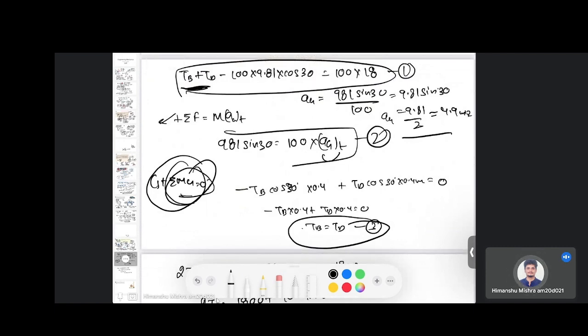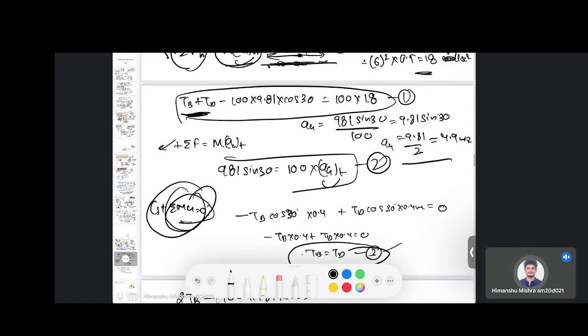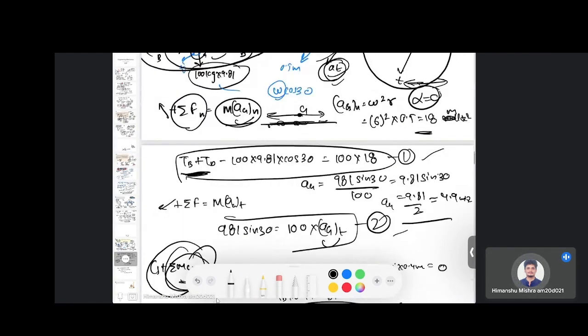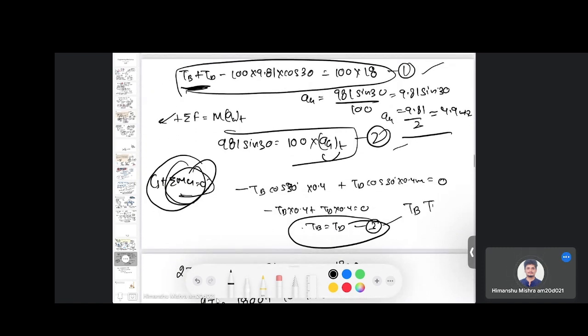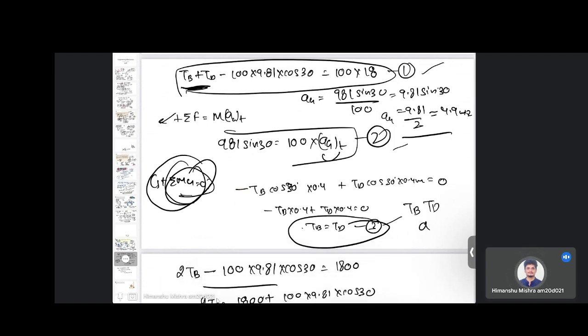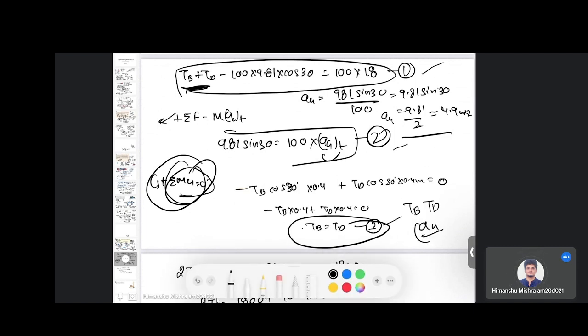Then we solve these three equations, one due to the summation of moment which is zero, and the other two due to the summation of force which is mass times acceleration. On solving these three equations we found three unknowns, which were TB, TD and acceleration AG, which is the tangential acceleration. It's pretty much the same problem as the previous one, and these kinds of problems we have solved in previous classes as well. So let's move to the next problem.